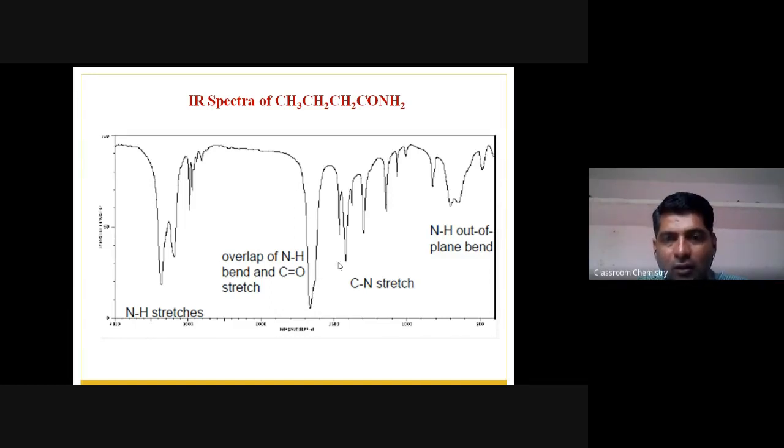This peak is because of the CN stretch. These are the bending of the NH2. So the important peaks are this point, this region, and this region. You must find peaks here. Let's see another example.